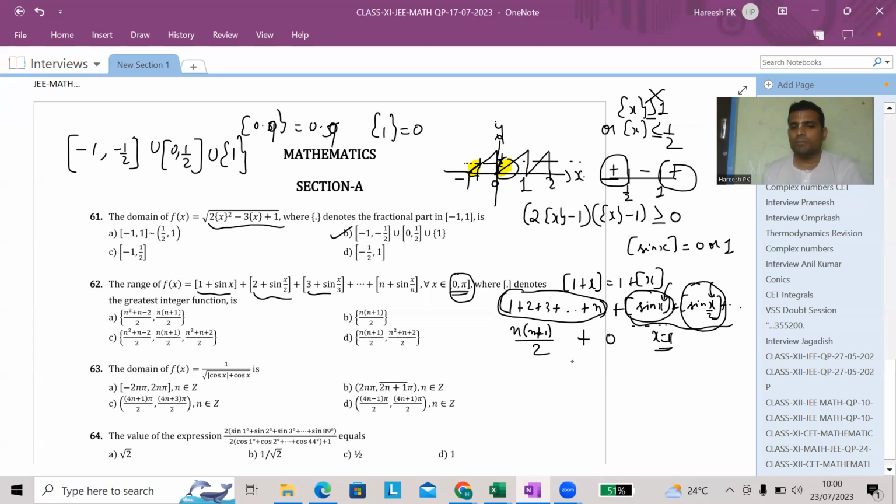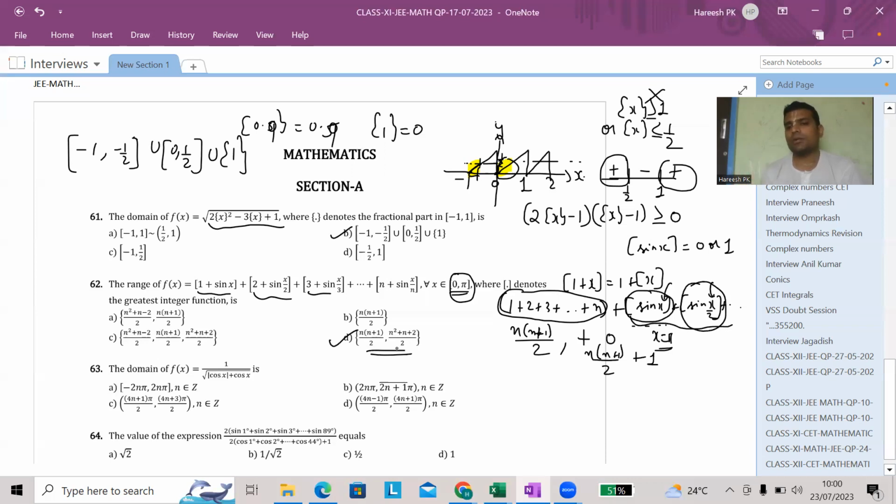So the answer is n into n plus 1 by 2, comma, n into n plus 1 by 2 plus 1, right? That will give you n square plus n plus 2, right, by 2. So these are the only two options. So it is option D.